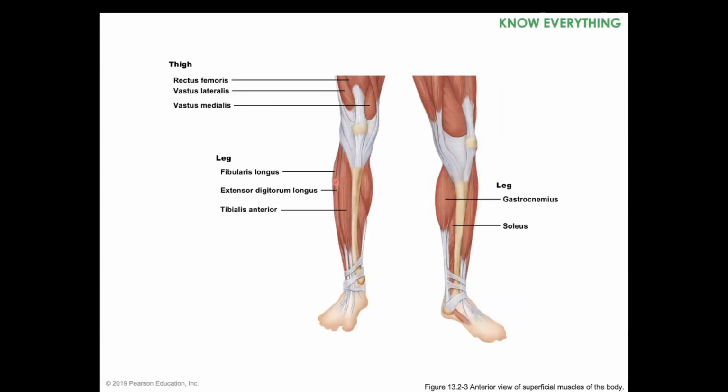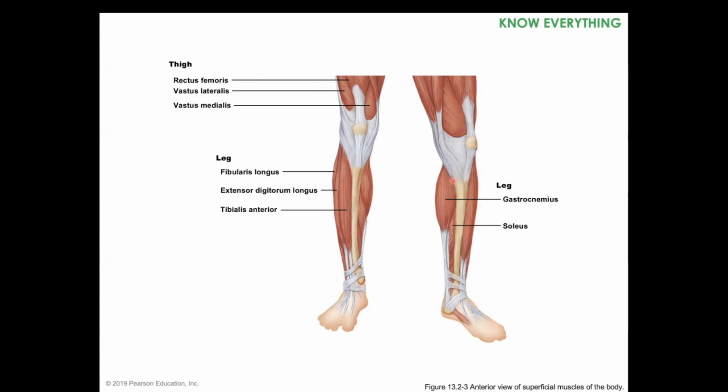We have our extensor digitorum longus, which is going to allow you to extend your toes and help with plantar flexion. Same with the tibialis anterior. That's also going to be a main driver in plantar flexion. Sorry, that's wrong. So again, we have our fibularis longus here, the extensor digitorum longus, and tibialis anterior. Those three muscles are going to help assist in dorsiflexion, so you can bring your toes up.